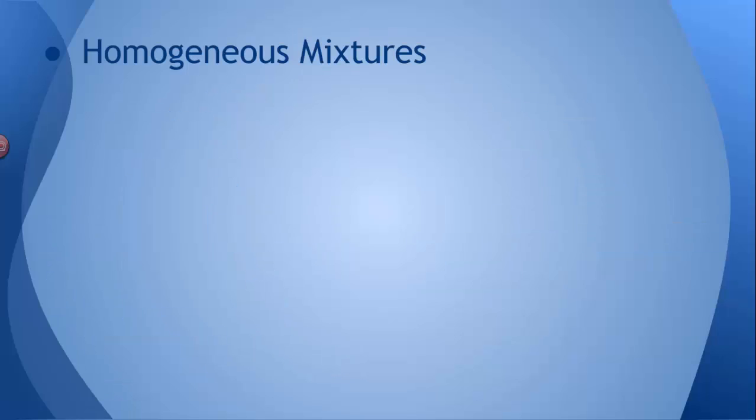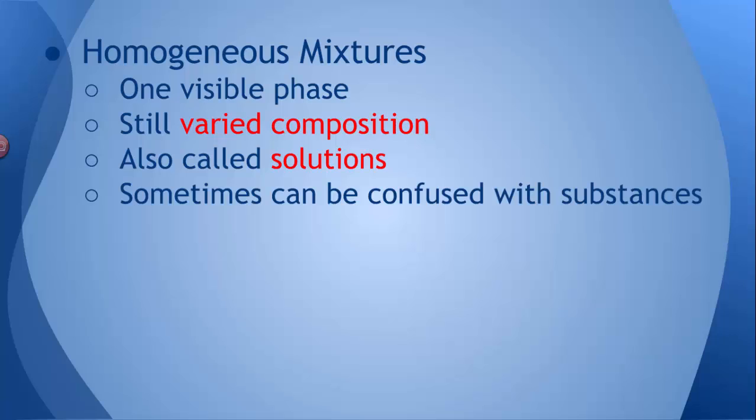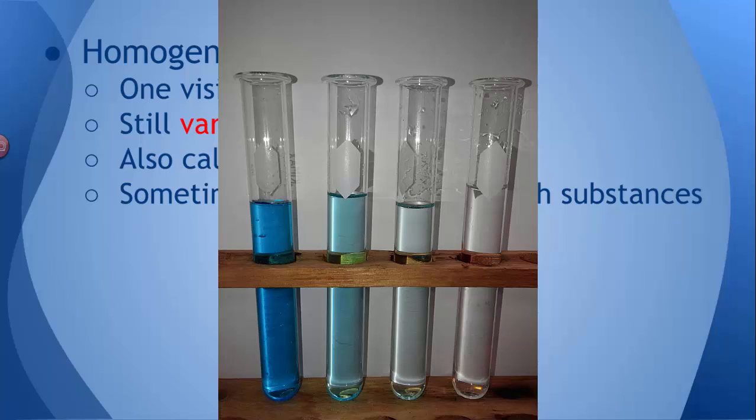All right? Homogeneous mixtures. Now, homogeneous mixtures have one phase, and a lot of times people will confuse them with pure substances. But the important thing is that for homogeneous mixtures, which we sometimes call solutions, the composition is still variable. I think of Kool-Aid or lemonade. Depending on who makes the lemonade, they might use a little more of the powder or a little less of the powder. It's still lemonade, but it's made differently. Its composition is different.